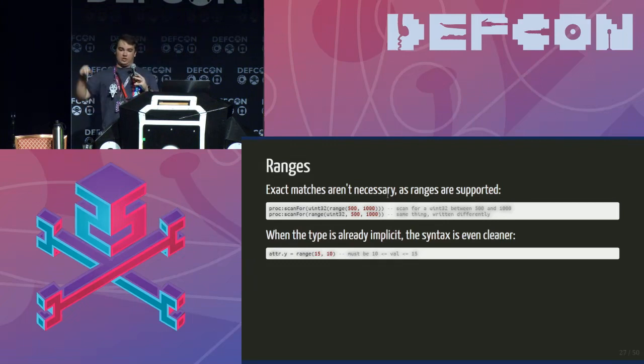If you're doing it in a strongly typed way, such as a structure where you've already defined all the types, you don't even have to do any of that. As you can see in the bottom code block, you just say equals range, and it's going to figure out the types automatically.